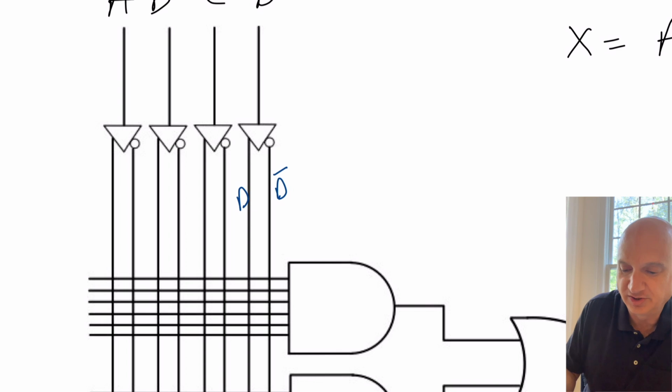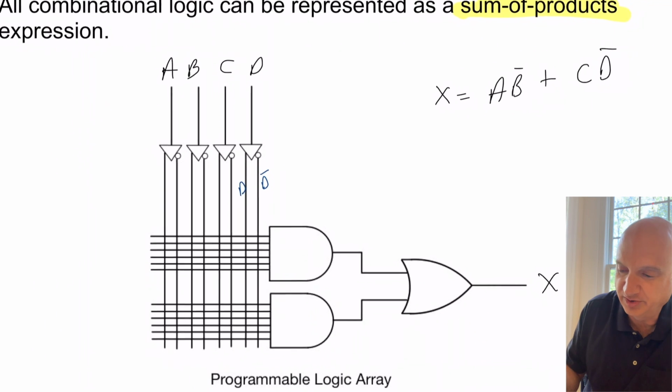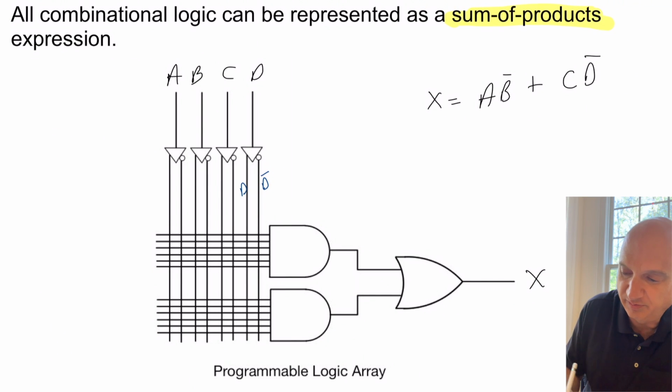Okay, and so now these are fed into this grid in which we can make or break connections. So if we want to implement this function, A B bar and C D bar, well, this output here would be A B bar. This output here could be C D bar. And so we would want to make sure, well, if this is A, that's A bar. This is B, and that's B bar, and this is C, and that's C bar.